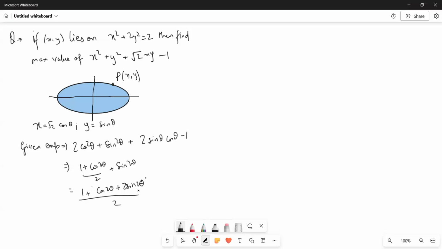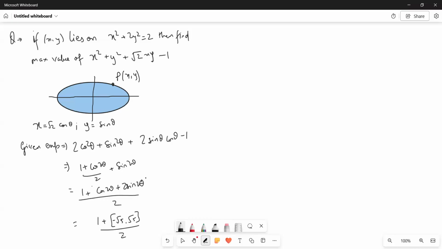And what's the range of the auxiliary expression? Minus root over a square plus b square to root over a square plus b square. तो हो गया 1 plus ये कितना हो गई है, a square plus b square 5, root 5. तो minus root 5 to root 5, by 2.